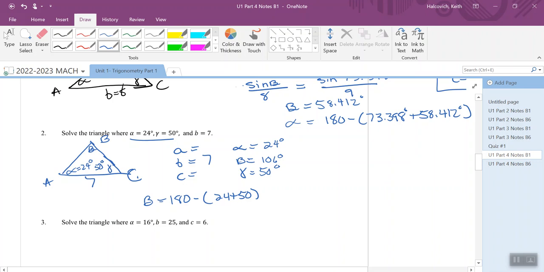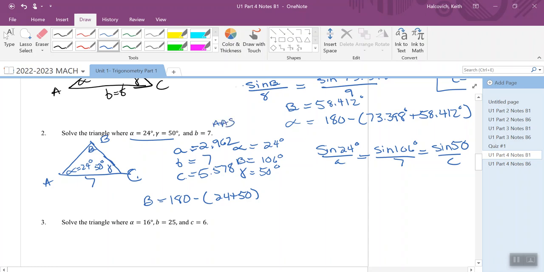So therefore, we can use the law of sines to find side A and side C, because we can set it up as sine 24 over A equals sine 106 over 7 equals sine 50 over C, and we can solve for A and C. A would be 2.962 and C would be 5.578. So if we're given two angles and the non-included side, so this would be like an angle angle side, we would use law of sines.